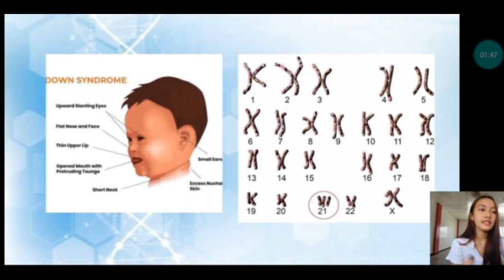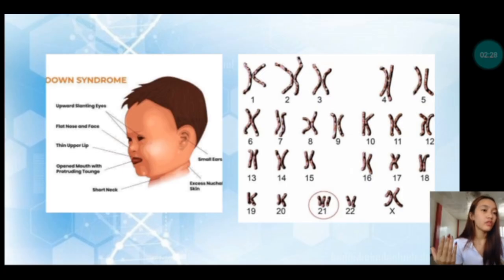For example, in this picture, these are the symptoms of Down syndrome. As you can see, there are upward slanting eyes, a flat nose and face, a thin upper lip, and an open mouth with a protruding tongue, and a short neck. The effects include changes in the way they talk and walk, a weak heart, poor hearing, and a weak immune system. There are many effects.